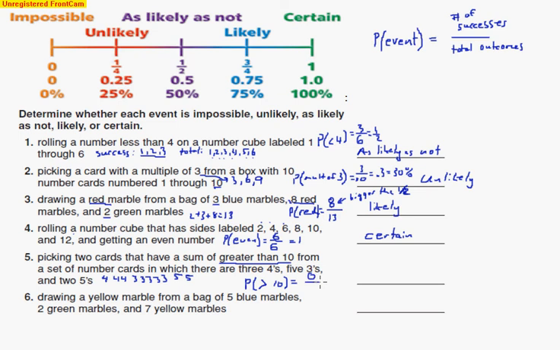We have no successes. Over how many outcomes? 1, 2, 3, 4, 5, 6, 7, 8, 9, 10. 10 outcomes, but there's 0 successes. So this is an impossible event. So it's definitely not going to happen because there's no way of getting numbers greater than 10 if I'm just selecting 2 cards.